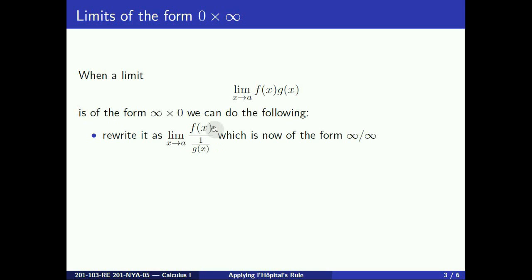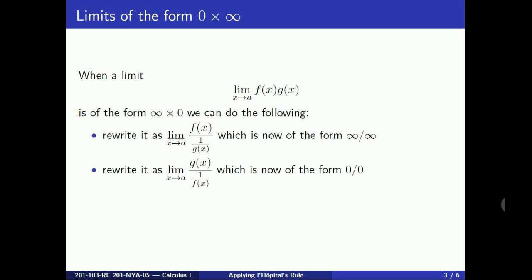Now f of x still goes to infinity, but 1 over g of x goes to infinity as well now, since dividing 1 by a quantity that approaches 0 will yield a quantity that goes to infinity. Could also go to minus infinity. So we now have a limit of the form infinity over infinity, and we can apply L'Hopital's rule.